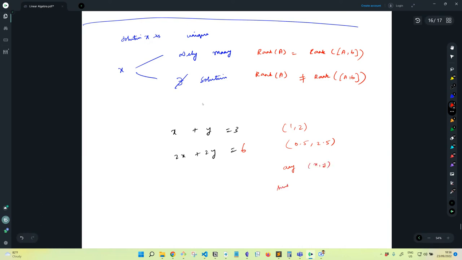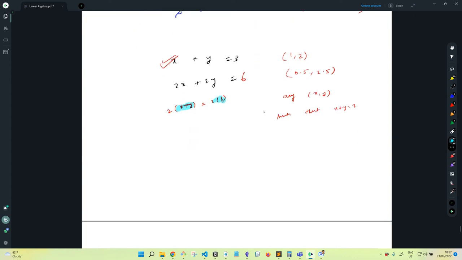In fact, let me convince you that any x comma y such that x plus y equals 3 satisfies both equations. Any solution that satisfies the first equation will satisfy the second equation also. Why? Because the second equation is simply a scalar multiple of the first equation. I can write the second equation as 2 into x plus y equals 2 into 3. Now if x plus y equals 3, then 2 into x plus y will be equal to 2 into 3. So using intuition, you're able to tell that this system has infinitely many solutions.